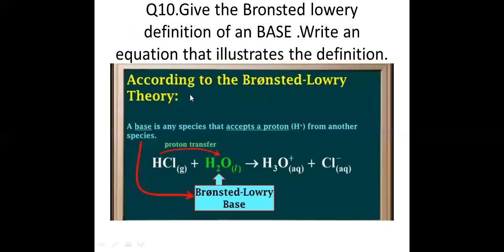Question number 10, give the Bronsted-Lowry definition of a base and write an equation that illustrates the definition. So according to the Bronsted-Lowry theory, a base is any species that accepts a proton from another species. So water, as I told you, is a Lowry-Bronsted base because it is accepting a proton from HCl. HCl is donating a proton, so it is a Lowry-Bronsted acid. And water is accepting that proton to form hydronium ion, so it is a Lowry-Bronsted base.